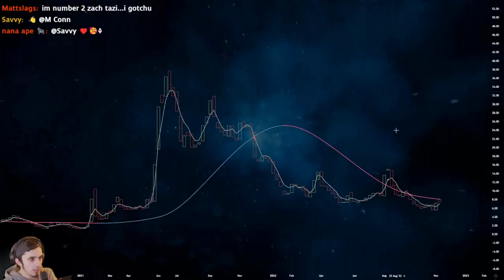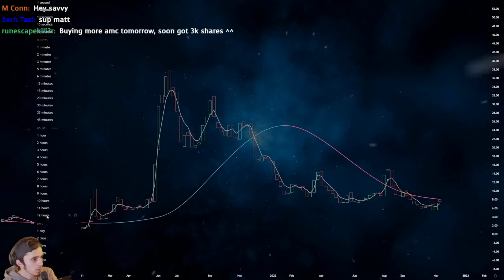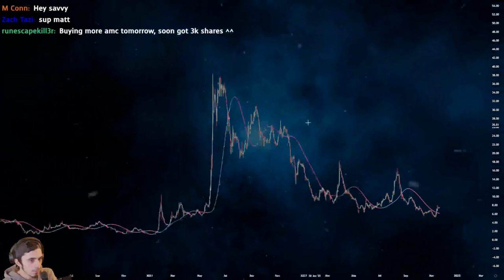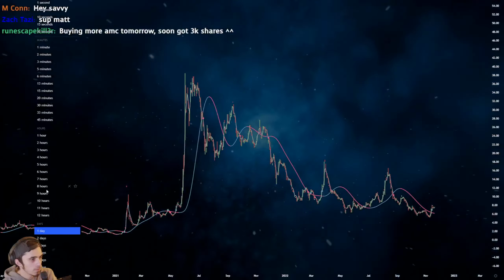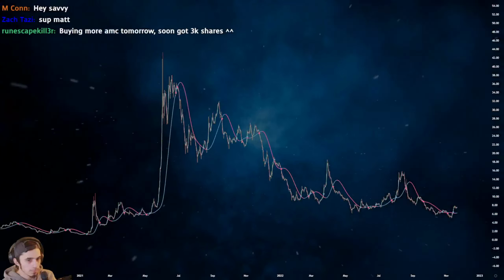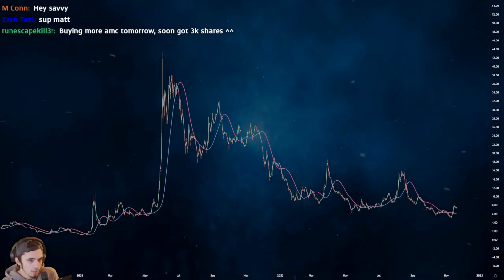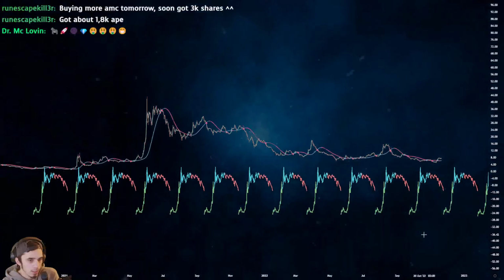This chart looks so pretty. Let's see if TradingView doesn't mess this up for me. And it didn't. We're good.